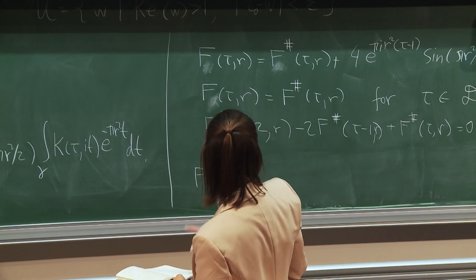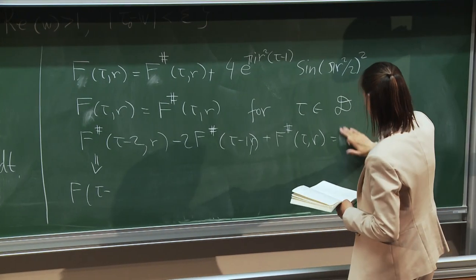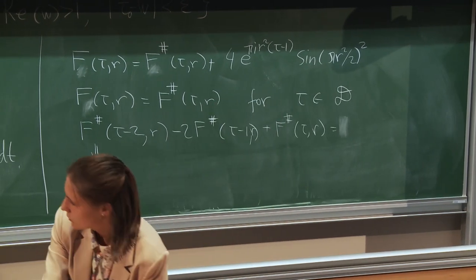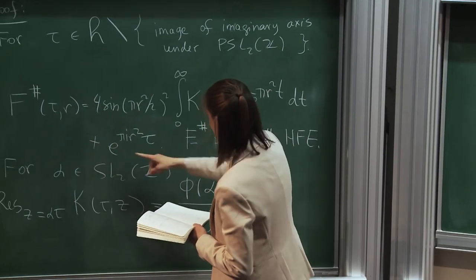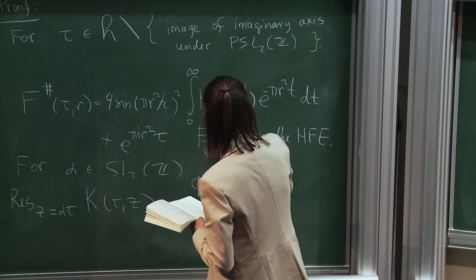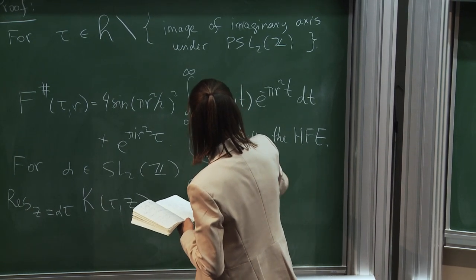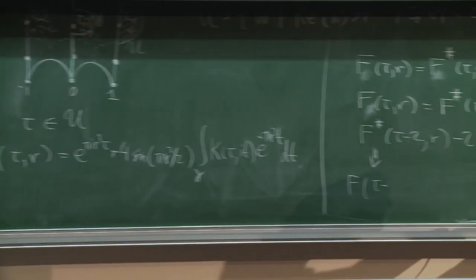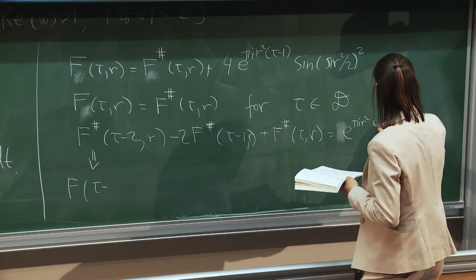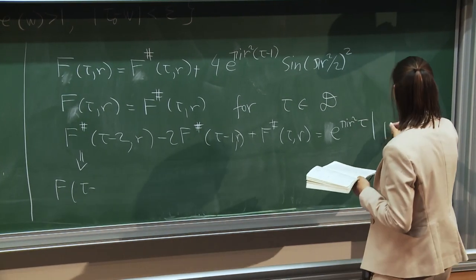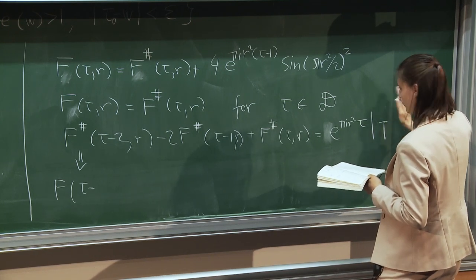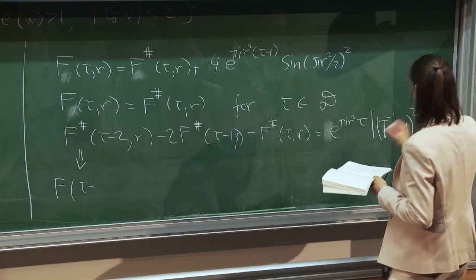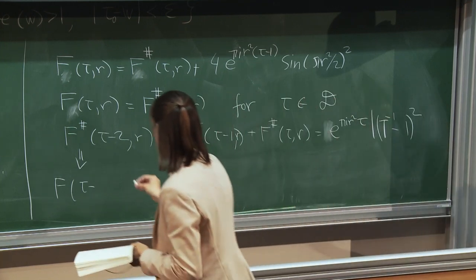So I think here I made one small mistake. So now this is not 0. What is true is that what satisfies the functional equation is not f sharp, but rather f sharp minus the exponential. So this is actually the same as the exponential. Applying the same functional equation, from here we can actually compute what it is.